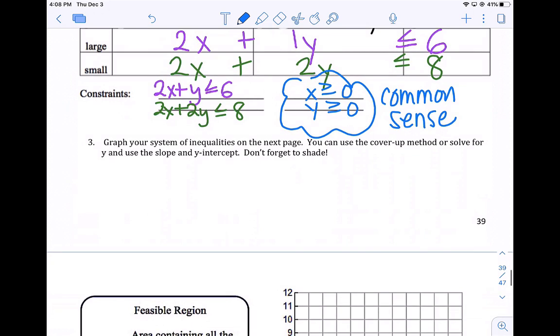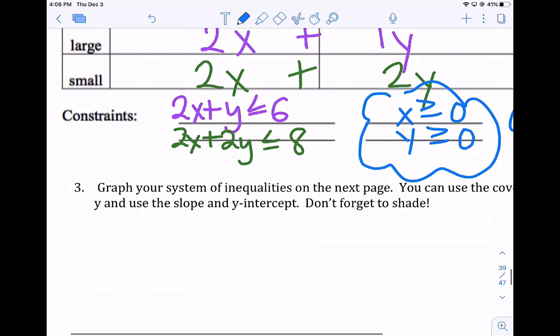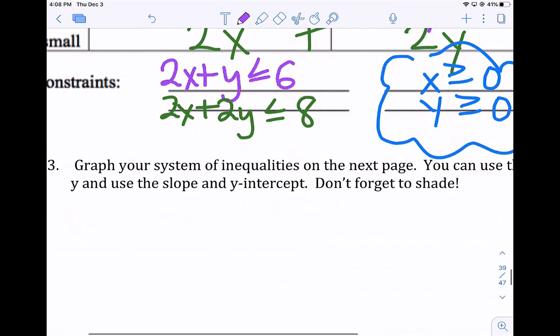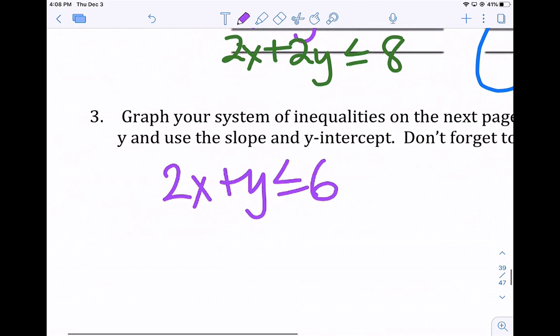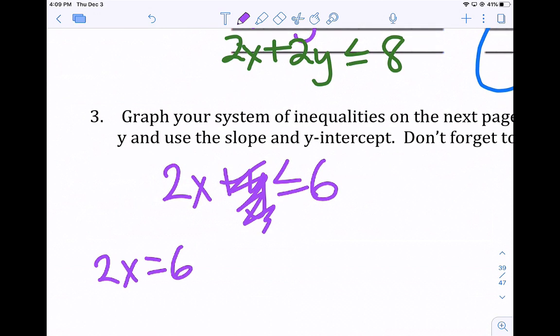All right, so now it says graph your system of inequalities on the next page. You can use the cover-up method or solve for y, and you could solve for y and use the slope and y-intercept. Don't forget to shade. I'm going to use the cover-up method just because I find that a little bit faster, but we will review solving for y as well later on in this unit. All right, so here's my first constraint, the large pieces. To use the cover-up method, I'm just going to cover up 1, make an equation, and solve.